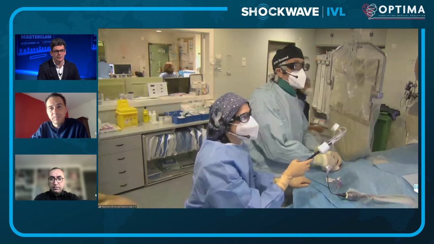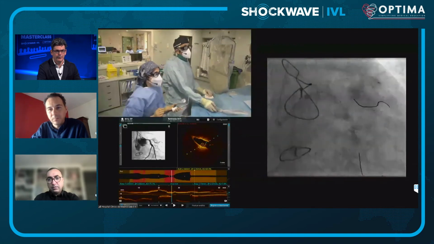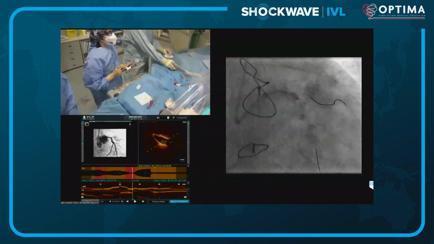It navigates very well, as you can see. Yeah, so let's concentrate now on all the shocks in this. I think we are now ready. We're now proceeding at normal speed. So Nieves is already inflating at four atmospheres.